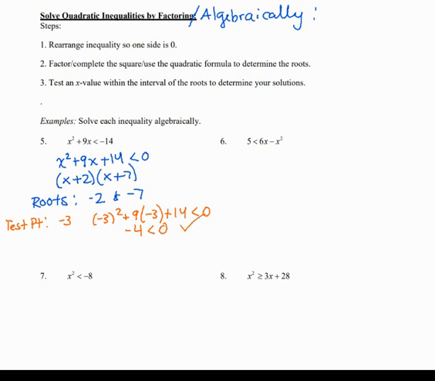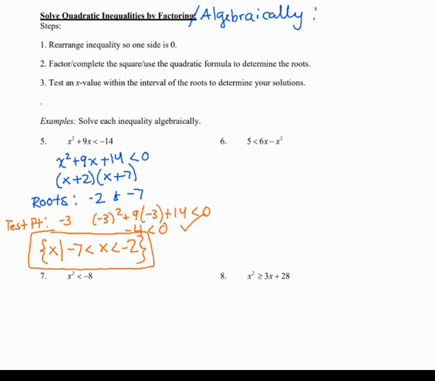So is -4 less than 0? Aha, it is. So what that means is that -3 is a solution, right? It's asking us what x values are going to make this less than 0, and -3 did. So that tells me -3 is in between my two roots, so my solution will be x such that x is in between the two roots. If I got a false statement, it would be the other scenario: x has to be less than -7 or x has to be greater than -2.